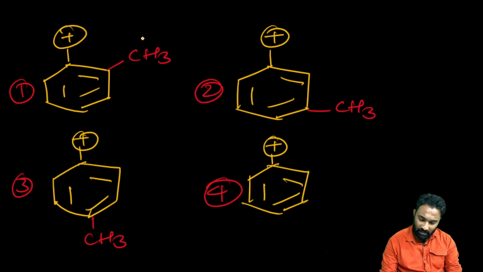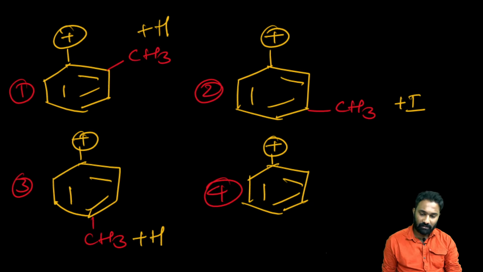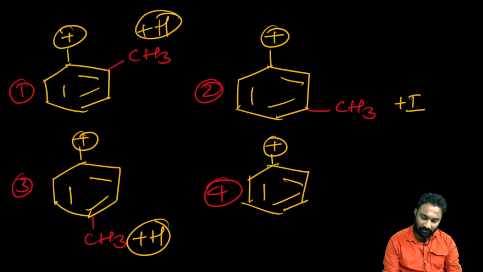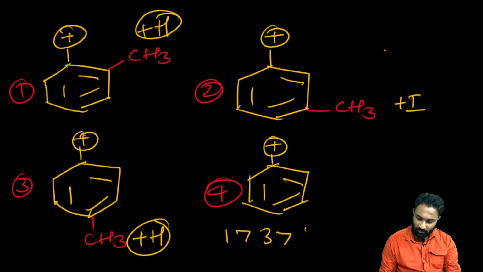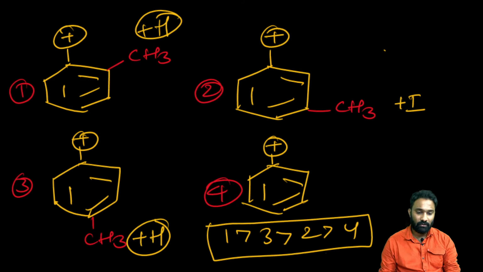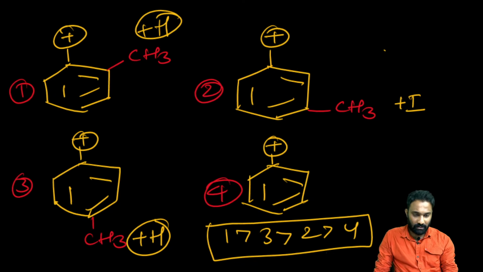Because here this is a plus H effect, here it is a plus H effect, and here it is a plus I effect. Clear? The plus H effect is more dominating. Then after that, hyperconjugation in 1 and 3 and inductive effect in 2. Good. 1 greater than 3 greater than 2 greater than 4. Good. Now, next.